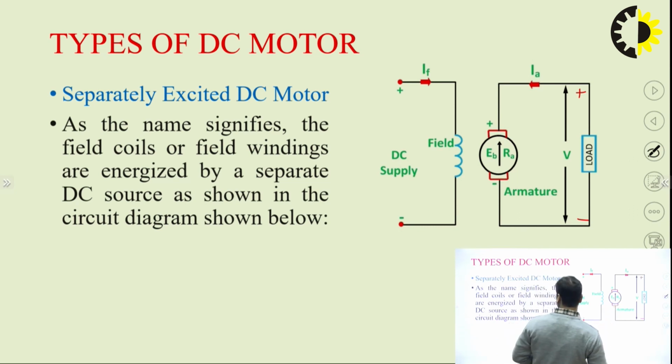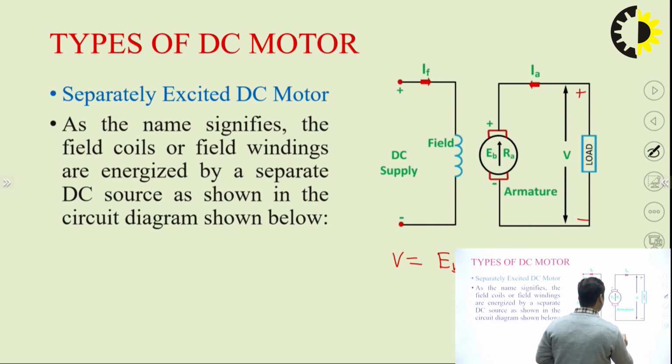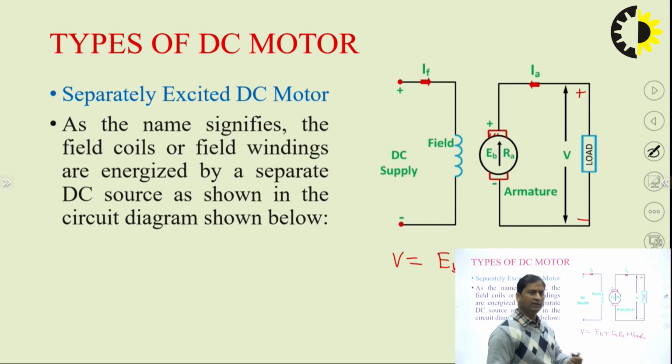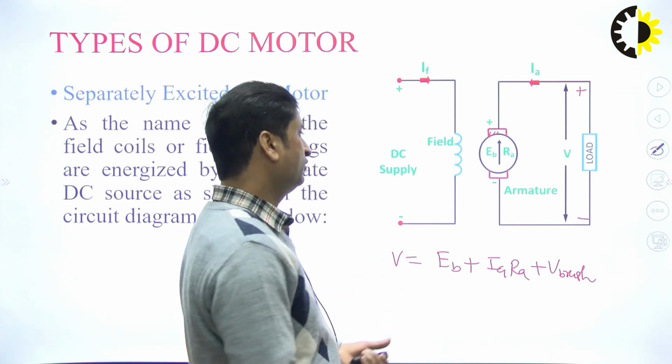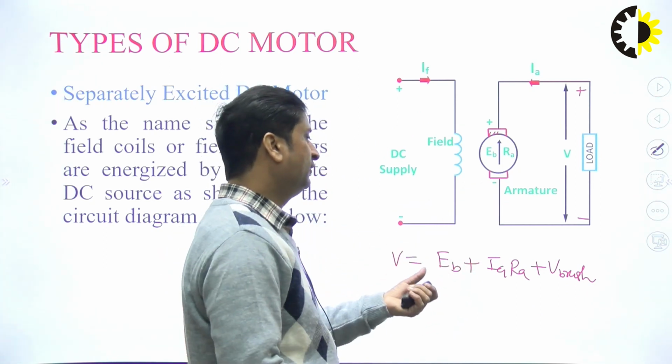Now you can see that the armature is given some voltage V. That voltage V will be equal to the back EMF plus the drop in this resistance, because the current is flowing as Ia, so the drop will be equal to Ia into Ra. And if we consider the brush drop, because these are the brushes, we take it as V brush. Sometimes we neglect it, and if it is given, we can consider it here. So this is the equation of the armature side.